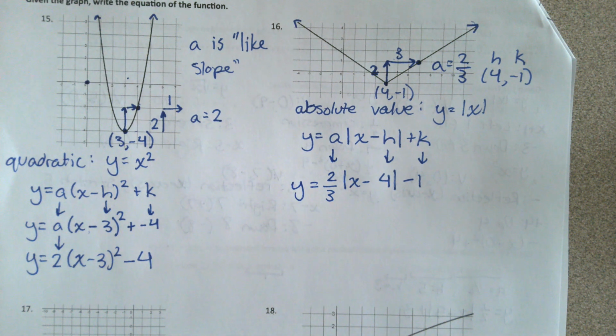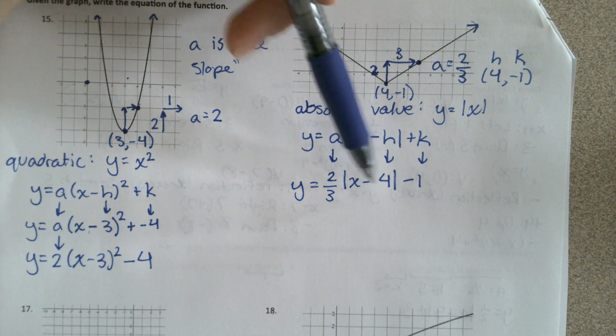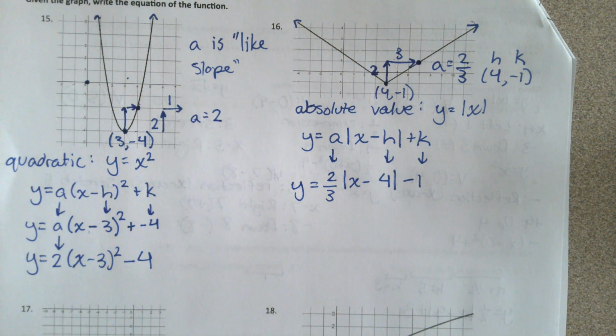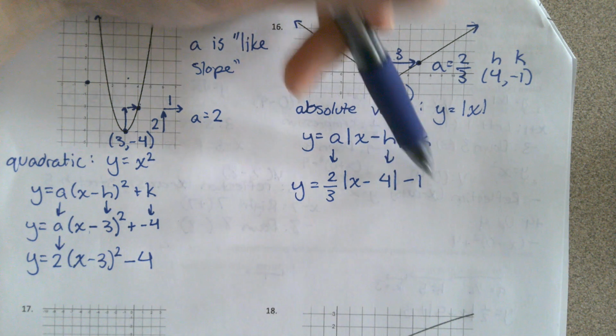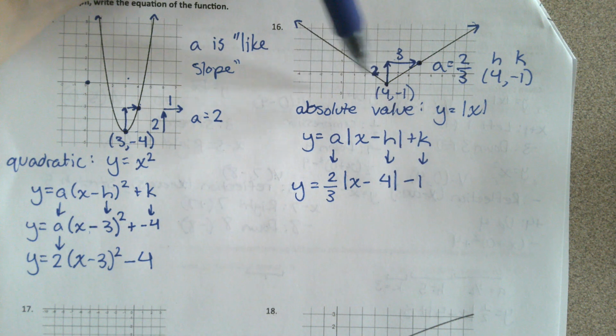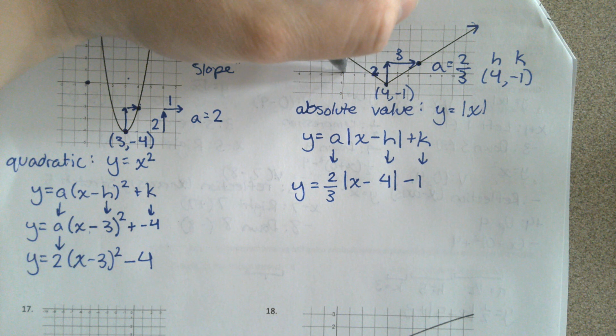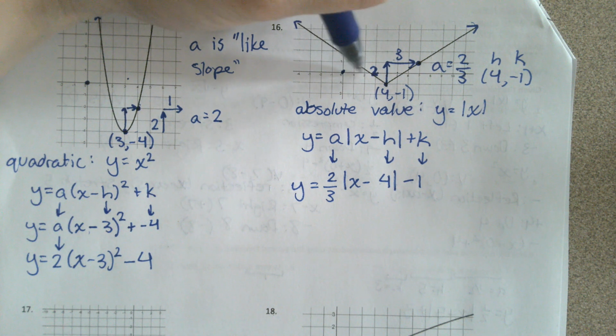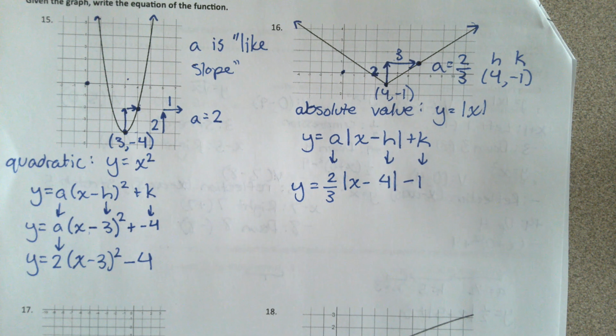So y equals 2/3 times the absolute value of x minus 4 minus 1. And again, just to verify that these work, this is right 4, down 1. If we start at the original point, which was at the origin, and we go right 4, down 1, we do end up at our vertex. So this all works out. 2 more.